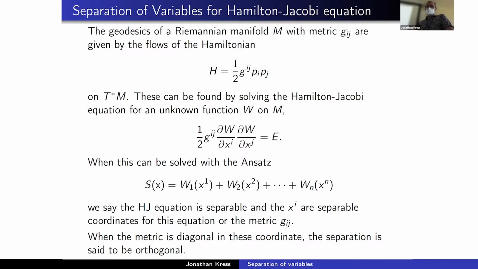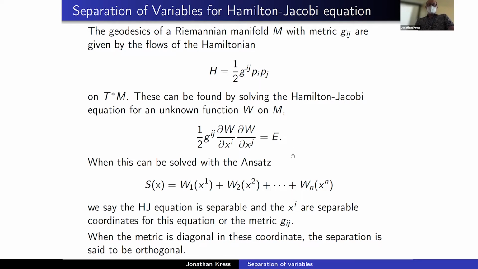and a classical method for solving for these is to introduce a new function on M of the position coordinates. So the p's are the momenta coordinates on the fibers of the cotangent bundle, and the x's are the coordinates on the base manifold. And so the classical method for solving for the flows is to introduce a new function W, and the momenta are given by the gradient of W.